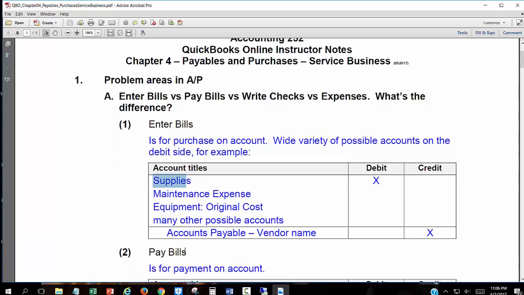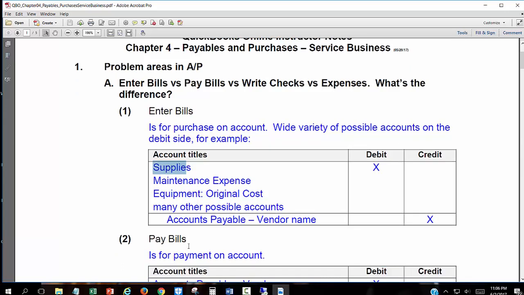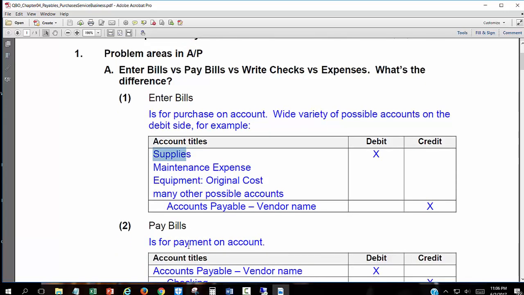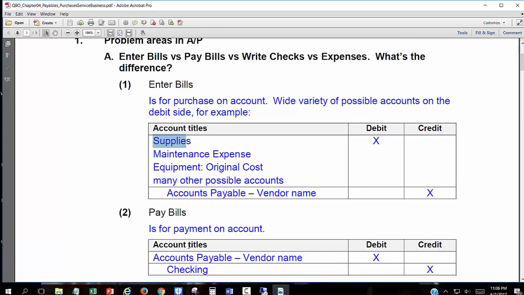Paying bills, on the other hand, is for payment of any bill that's previously been entered. So it's for payment of vendor on account. And you debit accounts payable for the vendor name and credit your checking account to pay them. That's when the check is generated by the system. So you go in the system and you say, I want to pay this outstanding bill.